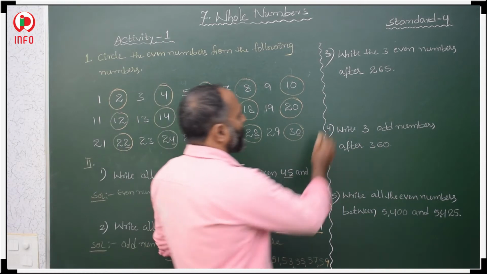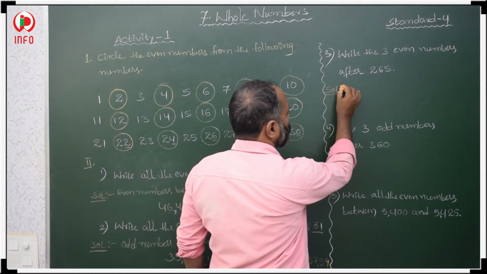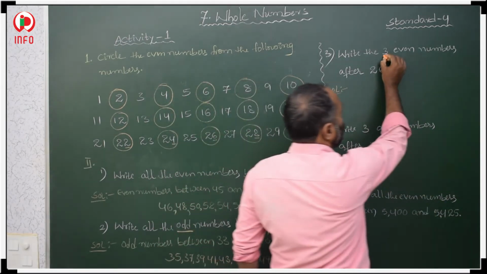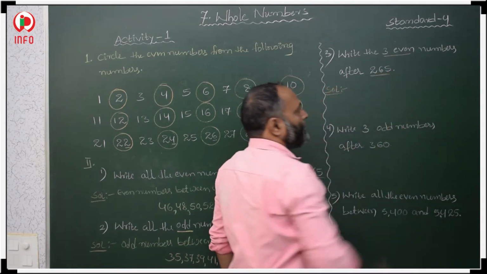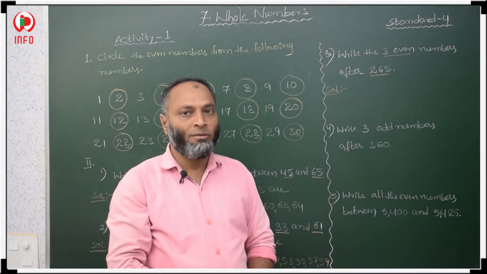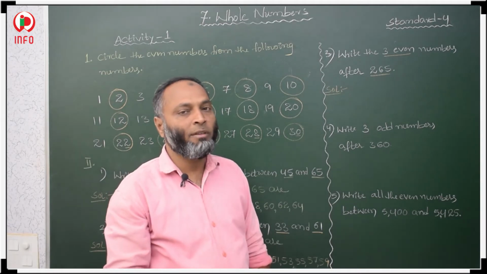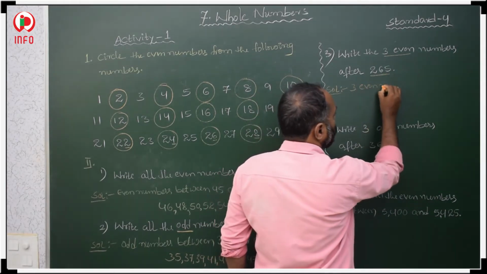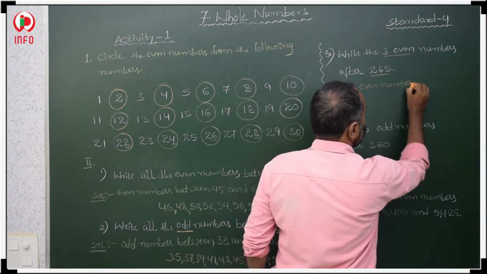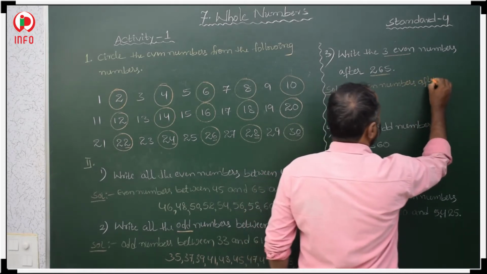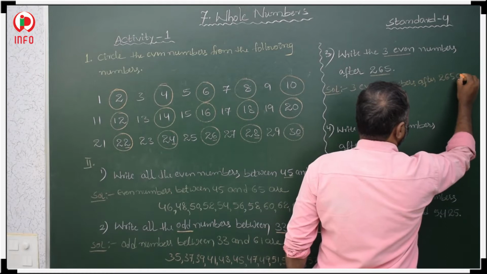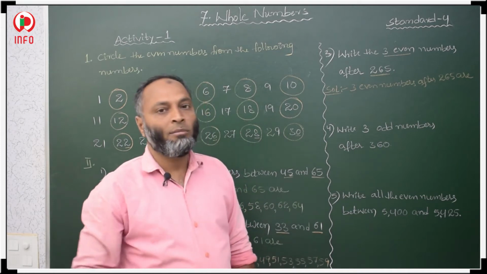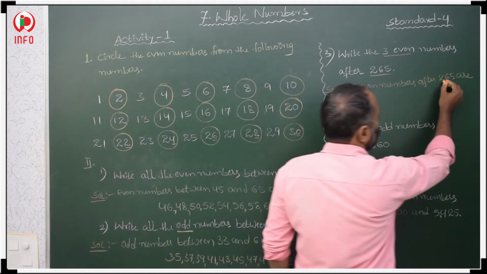Now the third question. What is he asking? Write 3 even numbers after 265. How many even numbers? 3 even numbers after 265. 265 is an odd number.